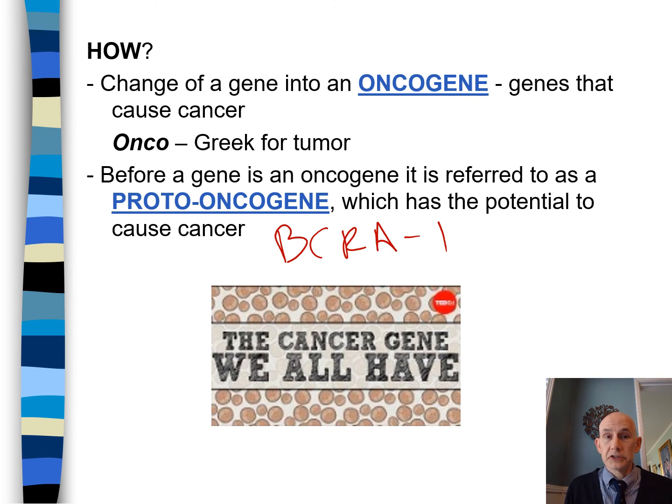If you have two versions of the mutated form, then you're even more likely to develop breast cancer. Does it mean you will? No. And even if you have two correct versions of the BRCA gene, doesn't mean you won't develop breast cancer either. So that's what this video is about. You won't be able to watch it through this, but you can look it up. The Cancer We All Have. It is a TED Ed, and it is very good.